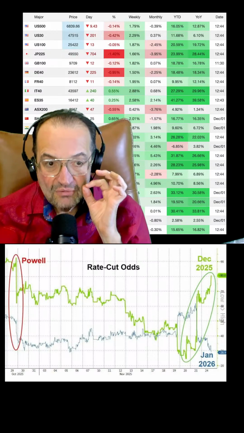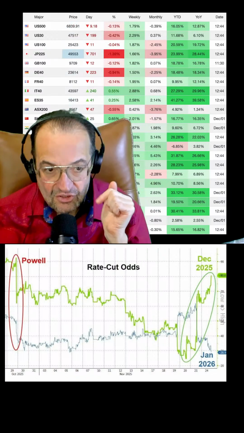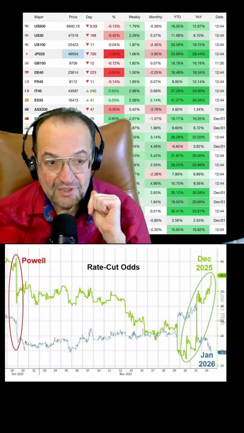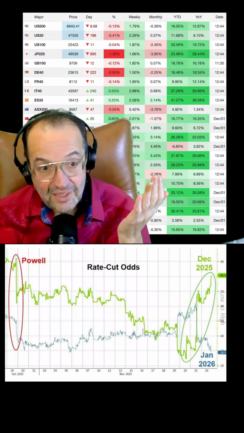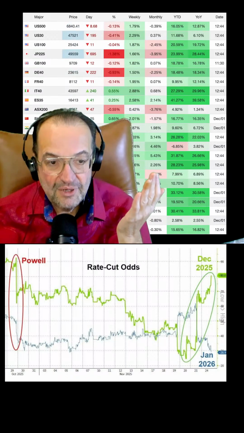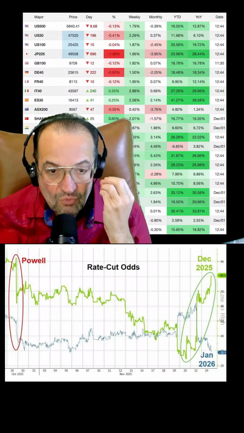In December, it looks like it, but the blue line fell at the same time. Look at that circle on the left. Why? Because if the Fed cuts in December, the January meeting becomes less relevant. We're not going to cut again. This pattern is called a probability migration, where expectations shift from one meeting to another.